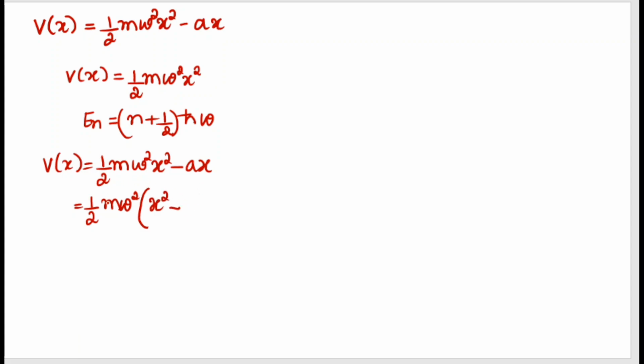So here I took half m omega square, but half m omega square is not there in this second term. So I am going to multiply by 2 divided by m omega square. The term remains as it is. So these are the terms inside the bracket, that is x square minus 2ax divided by m omega square.